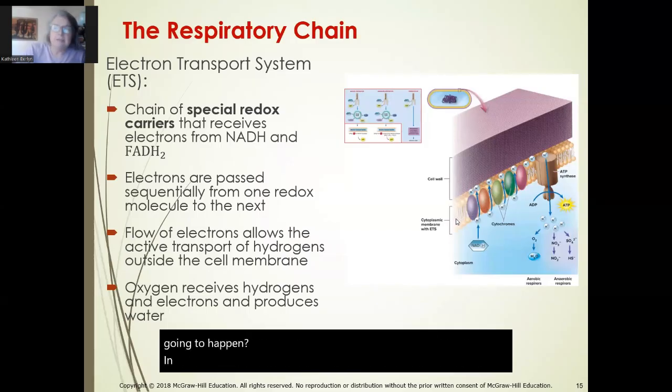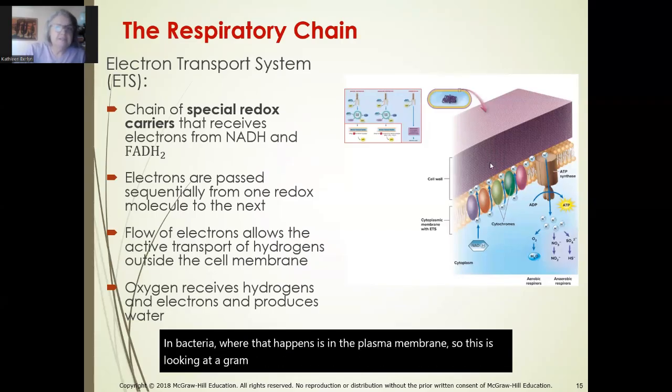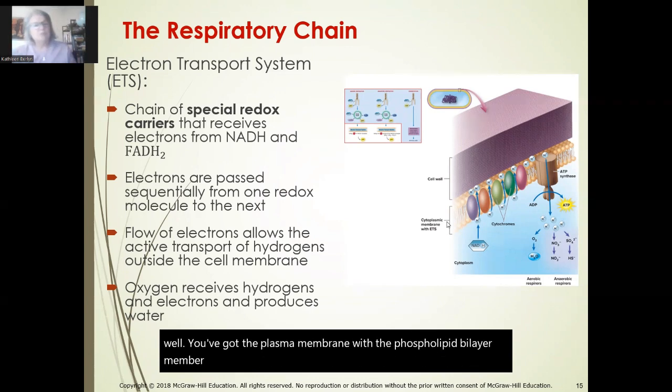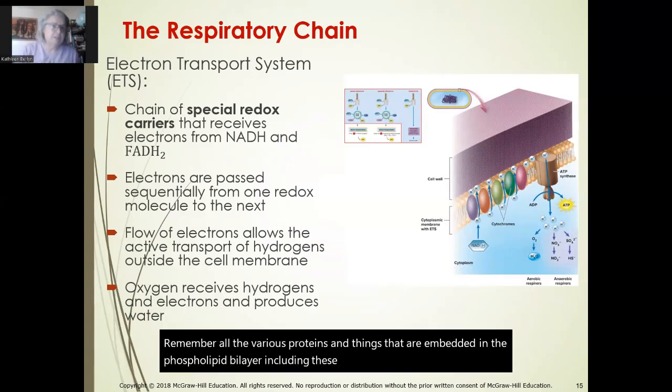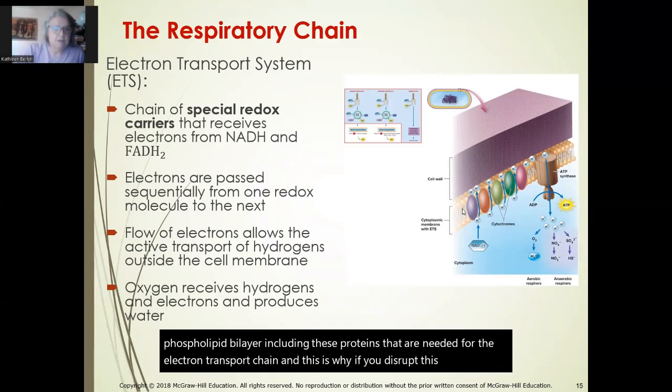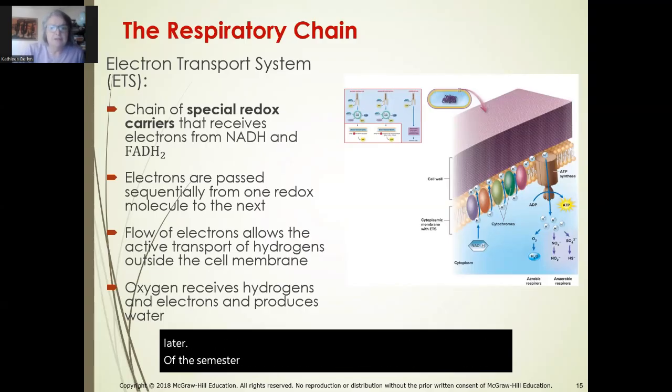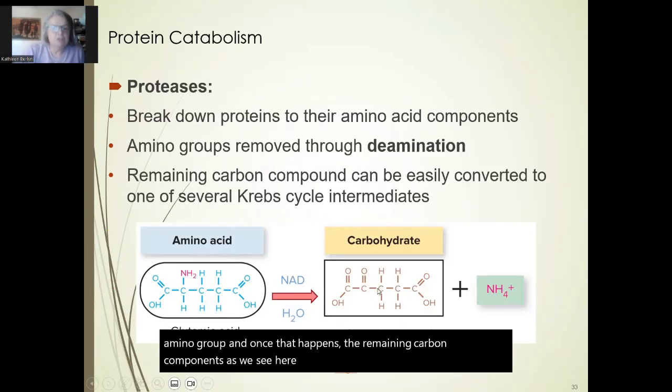In bacteria, that happens in the plasma membrane. This is looking at a gram-positive cell, but it's true for a gram-negative cell as well. You've got the plasma membrane with the phospholipid bilayer. Remember all the various proteins that are embedded in the phospholipid bilayer, including these proteins that are needed for the electron transport chain. This is why, if you disrupt this, as we'll see later in the semester when we talk about how to control the growth of bacteria, it matters.